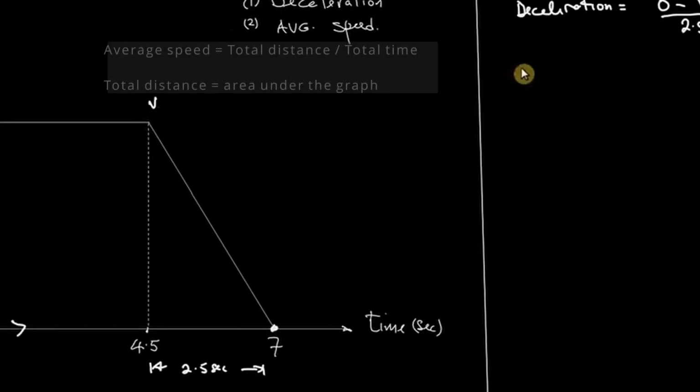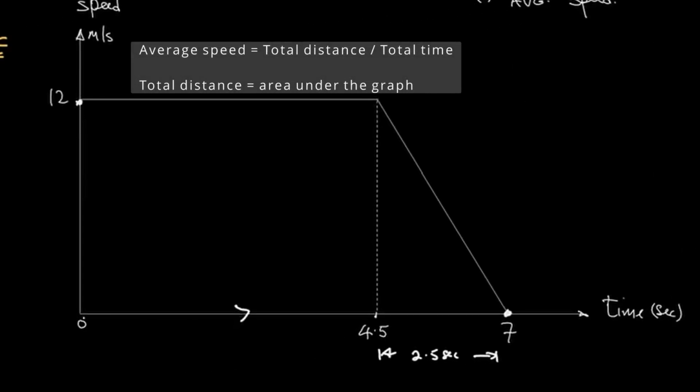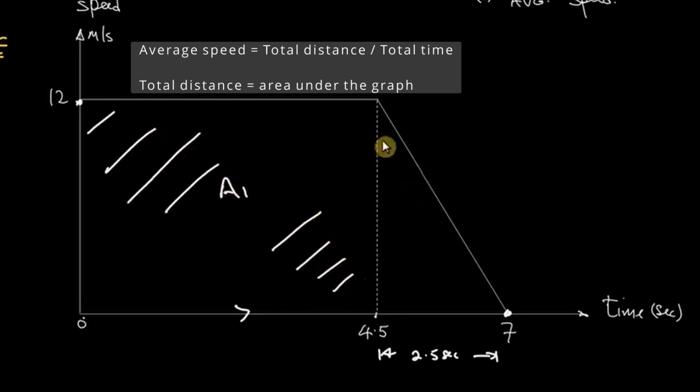Part 2 of the question is to find the average speed. So the average speed is given as total distance over total time, where the total distance is given as the area under the graph. So if you look at the area on this graph, you'll notice it is divided into two parts. This is the first part here. I'll call this one A1, and that's the area of this rectangle. And then over here we have A2, that's the area of this triangle.